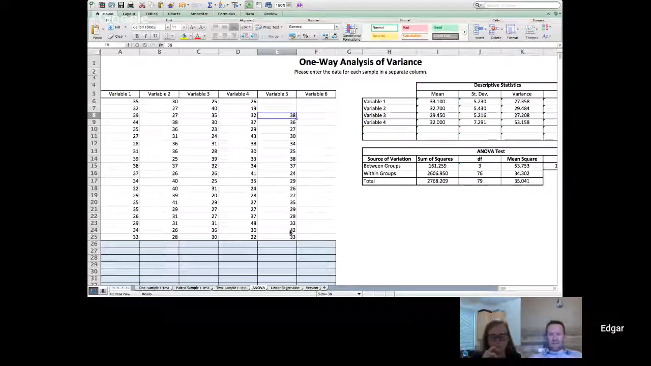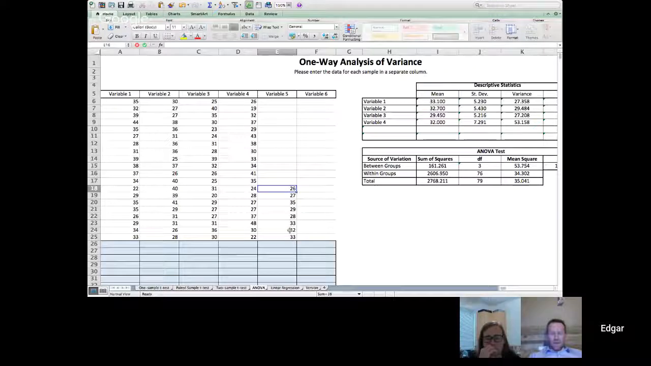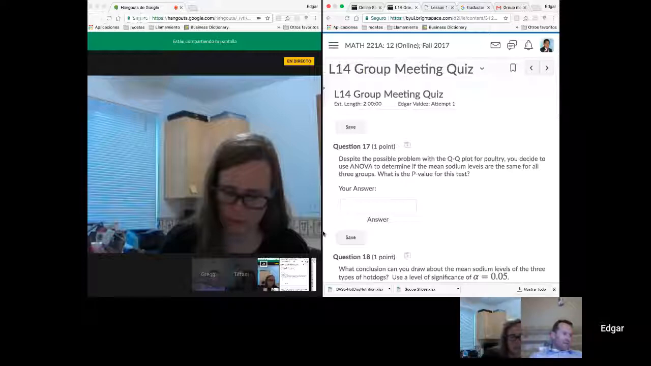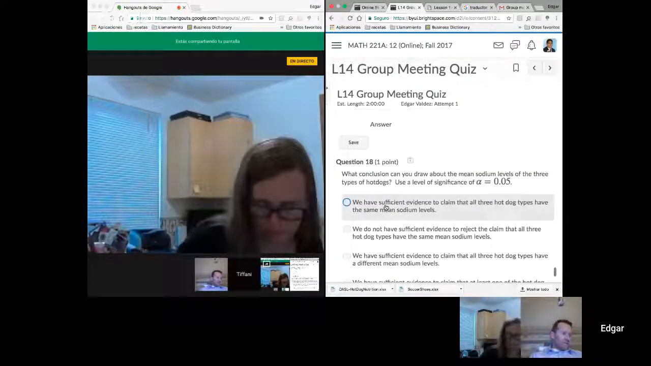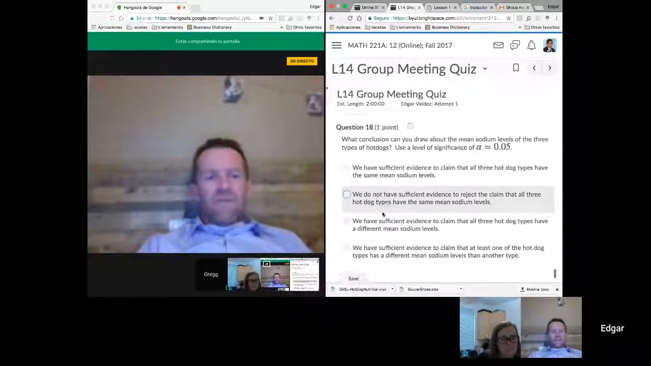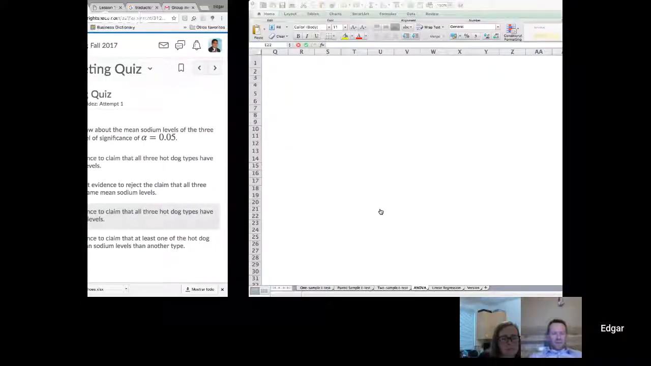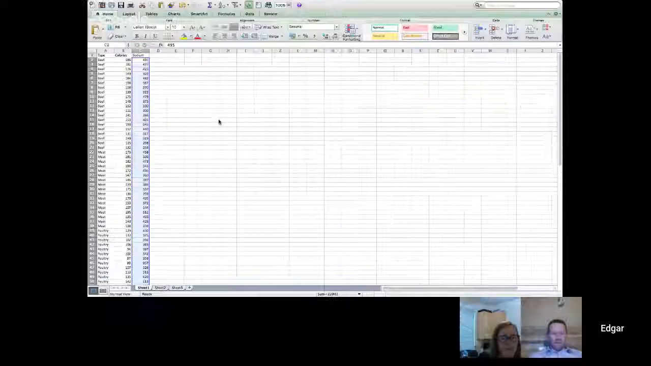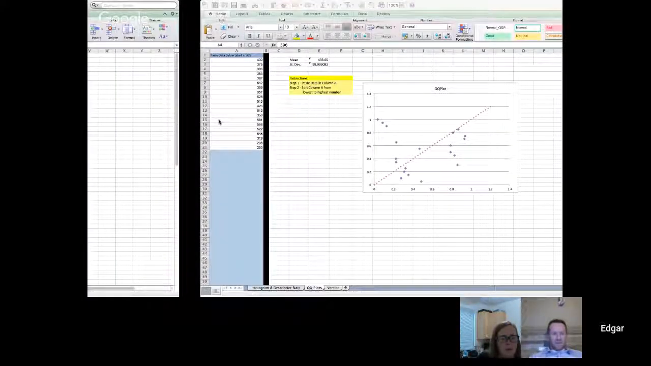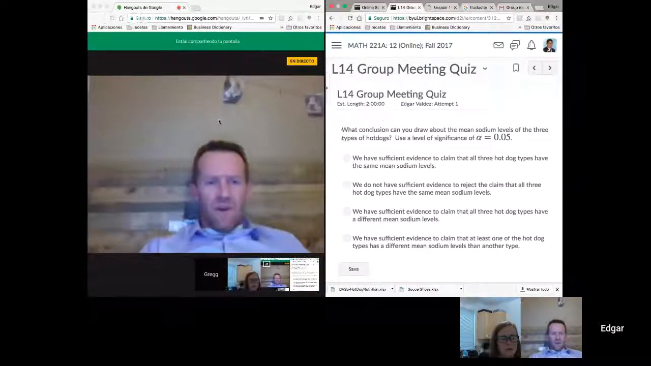The p-value is 0.179 and the level of significance is 0.05. So we reject or don't reject? We have insufficient evidence to show that. So we fail to reject the null. We have sufficient evidence to claim that at least one hot dog type says no. We have sufficient evidence to claim that all 3 are the same. We have sufficient evidence to reject the claim that all 3, or we have sufficient evidence to claim that all 3 hot dog types are different. No, all we do is have sufficient evidence to reject the claim.